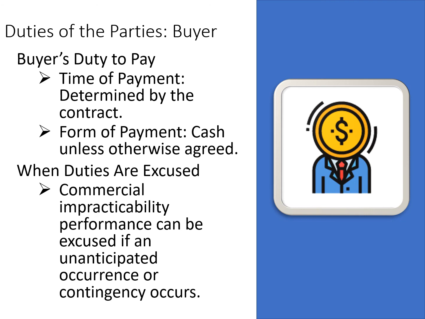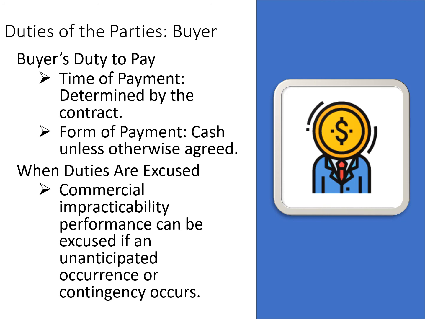Buyer's duty to pay. This is probably one of the most important duties of the buyer, to pay. They have to pay for the goods. The time of payment should be in the contract. The form of payment also should be in the contract. But if the parties don't put what form of payment is in the contract, the UCC says the payment will be in cash. So it behooves most buyers, if they don't want to have to pay cash, that they need to put it in the contract how they plan to pay.